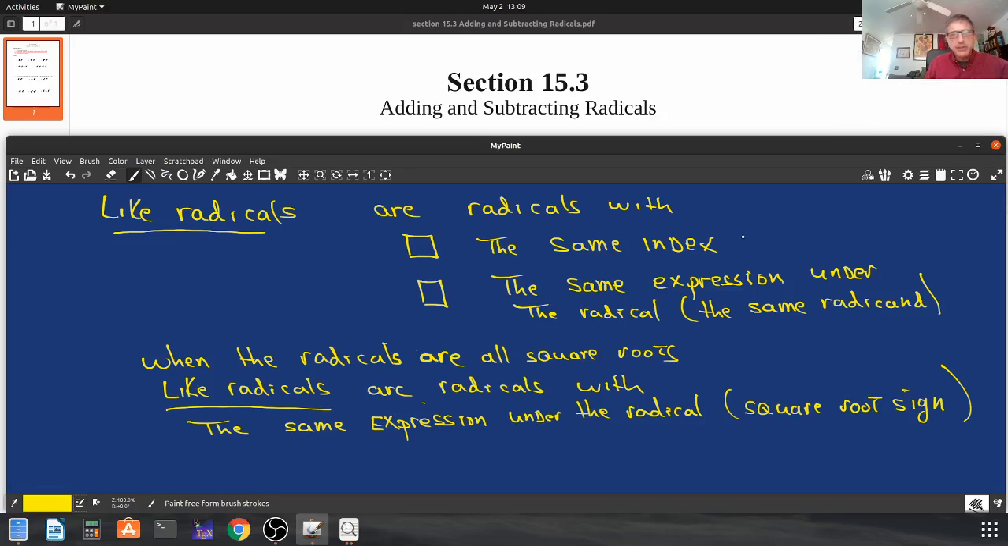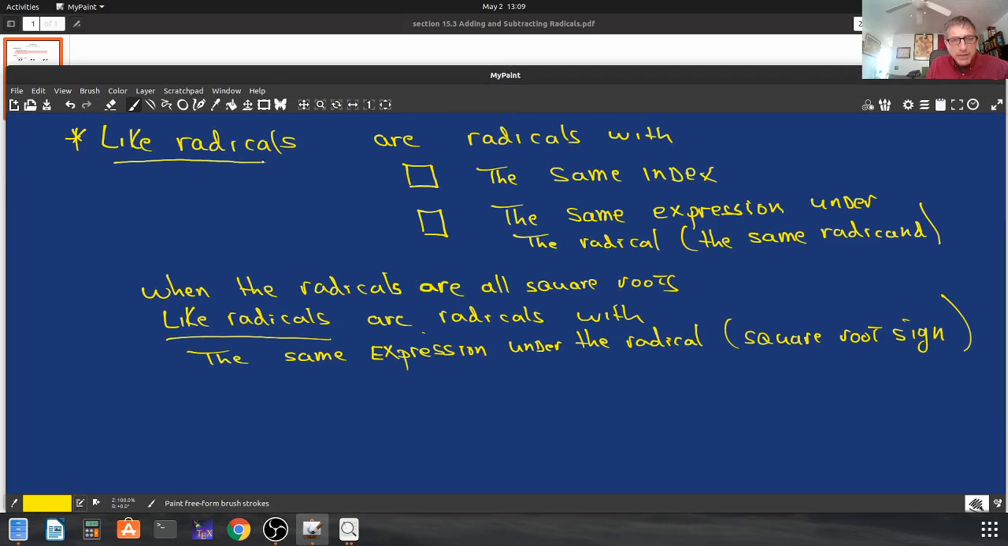Okay, so in this section we're going to be adding and subtracting radicals. We have a key vocabulary term we have to know. I'm giving you the general definition, but this is really the definition that we have to worry about. Like radicals are radicals with two things: the same index and the same expression under the radical, also known as what's called the radicand. When all of the radicals are square roots, that means they have index 2.